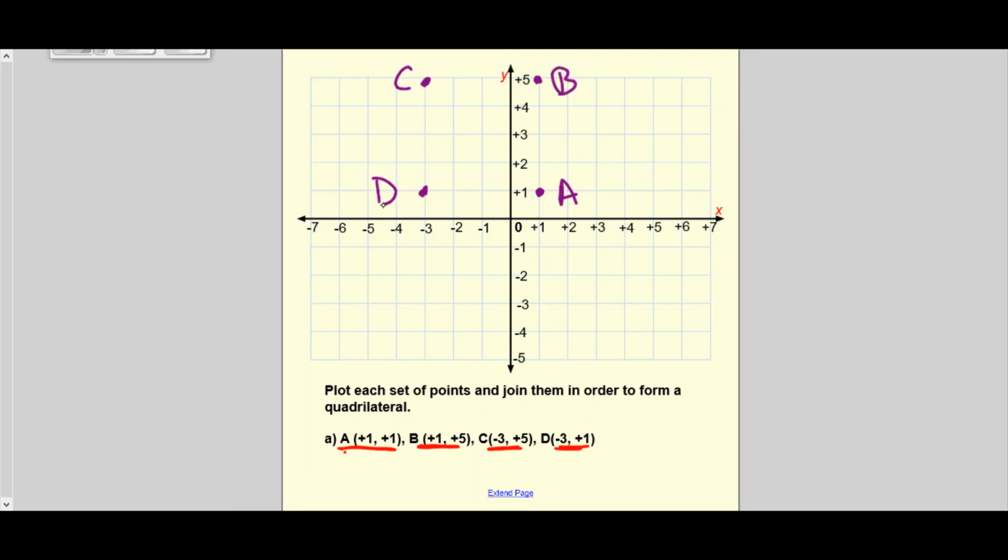So hopefully you plotted them, and this is what you got. That was the first part. Now they want you to connect these to make a quadrilateral. So you connect C and D together, D and A, A and B, and B and C. And there's your quadrilateral, it's a square.